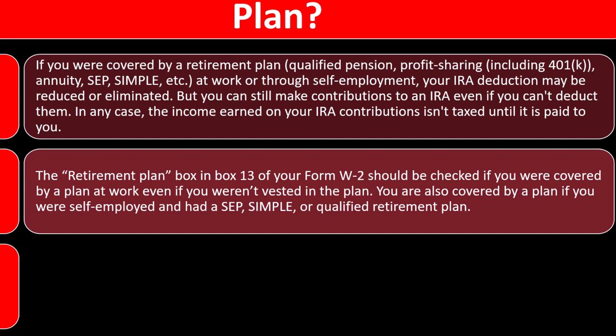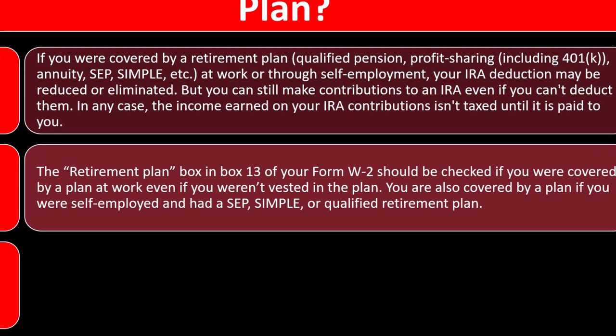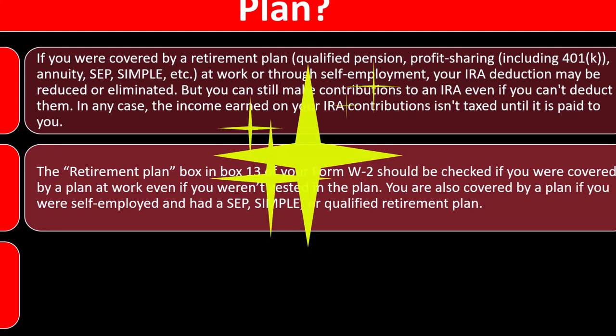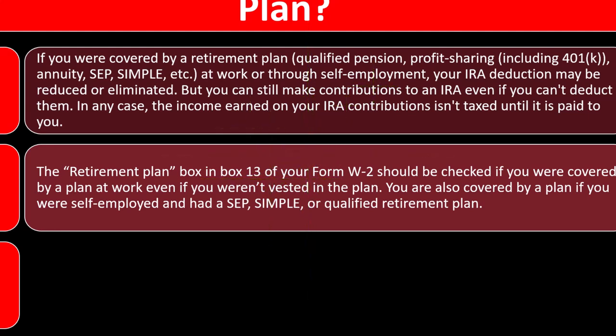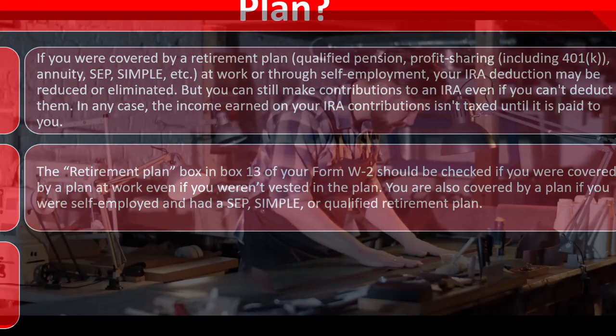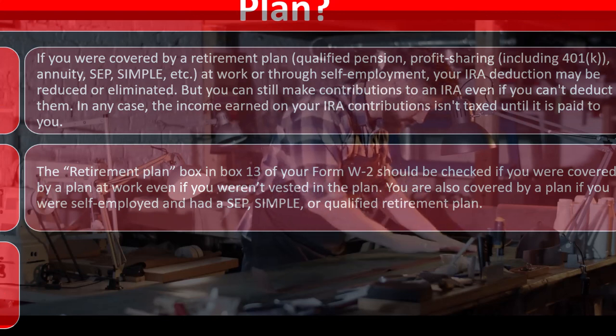The "retirement plan" box, box 13 of your Form W-2, should be checked if you were covered by a plan at work, even if you weren't vested in the plan. You are also covered by a plan if you were self-employed. So the box 13 of your Form W-2 will have a checkbox saying you had access to the 401k plan. You will also be covered if you were self-employed and had a SEP, SIMPLE, or qualified retirement plan.